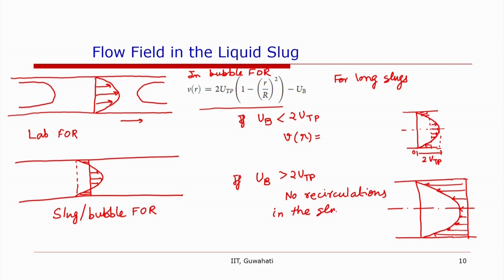in the slug. And if we have the third case where there will be equality, UB is equal to 2 UTP, then one will have the profile to be exactly at the same point. Okay.